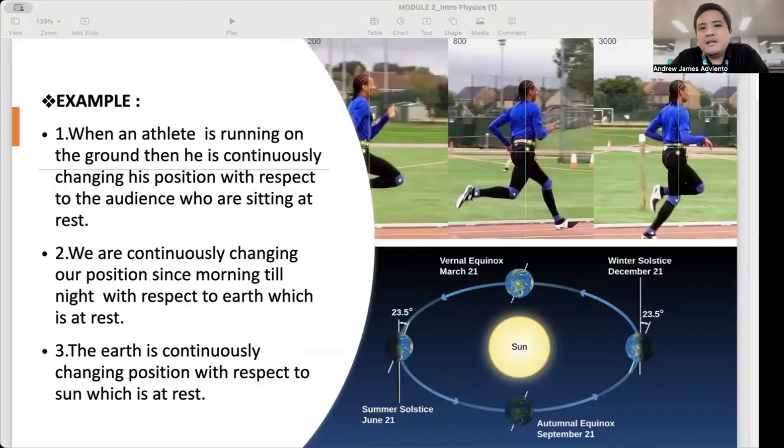So the athlete in motion. Athletes are great examples of motion. When Elma Moros Posados runs, jumps, or sprints, her position changes with time. Physics helps us understand how speed, direction, and force affect athletic performance.